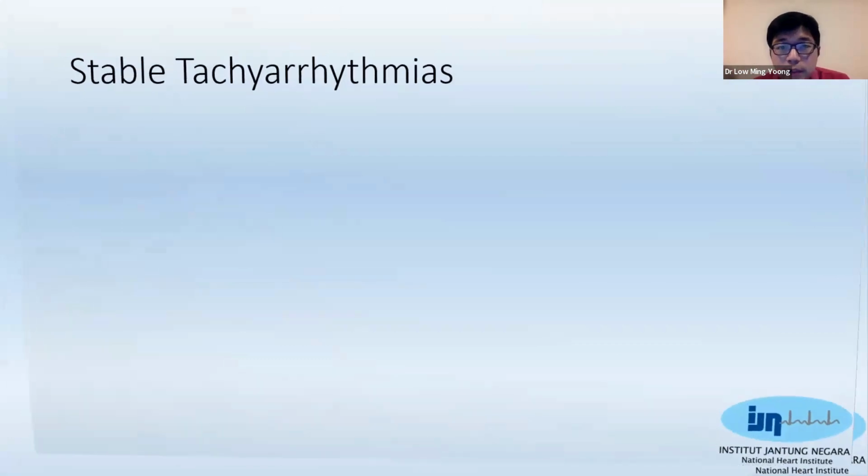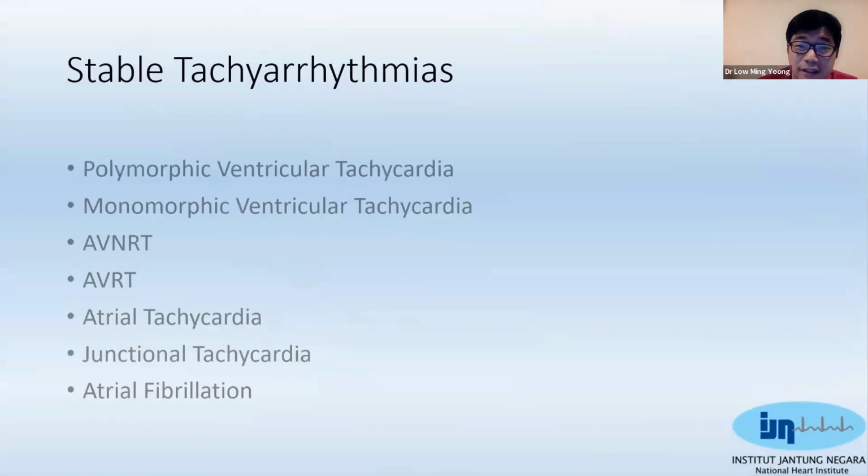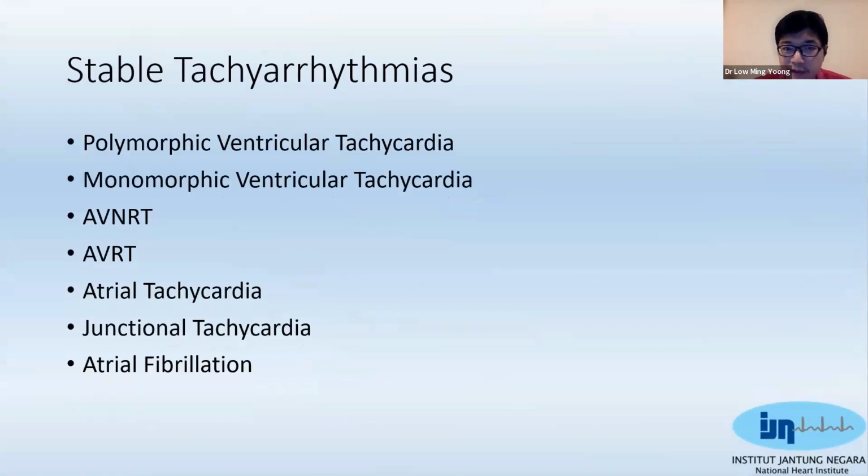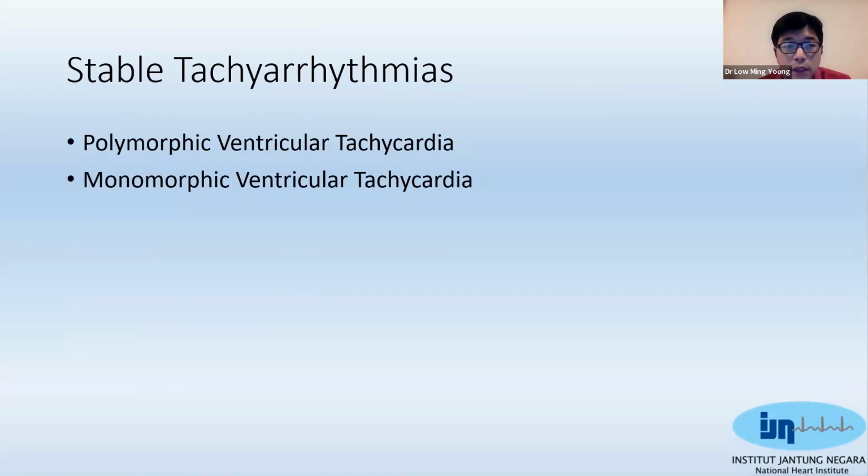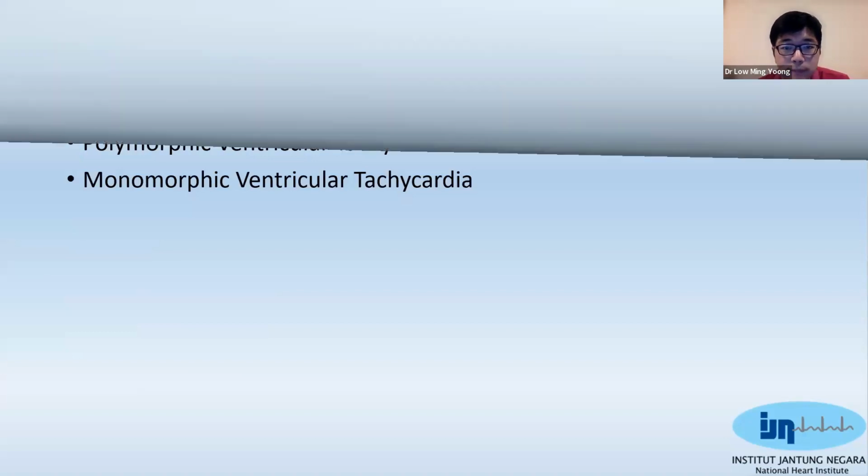Okay, so stable tachyarrhythmias. These are the list of stable tachyarrhythmias. If unstable, remember, just shock. Don't ask, don't think, don't use algorithms, nothing. So you have stable tachyarrhythmias: you have VT, and the VT can be polymorphic or monomorphic, and you have all the five tachycardias I said just now. Okay, so in the first part of this talk, we'll talk about VT, because VT is the most dangerous.